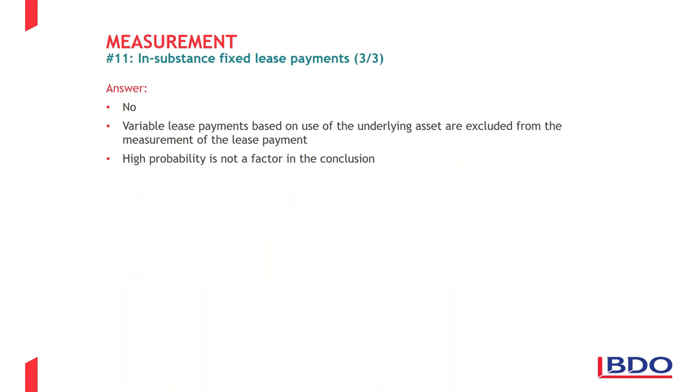The fact that it's highly probable that we're going to use 800 bags is not relevant. All right, so it's a variable lease payment. It depends on the use of an asset. You can avoid using that asset and therefore avoid making this payment. And therefore, it's excluded from the calculation of the lease liability.